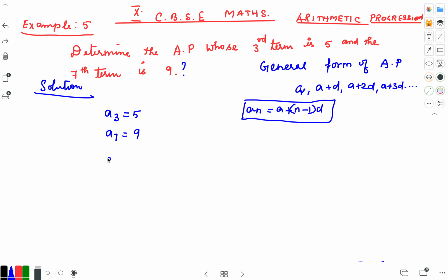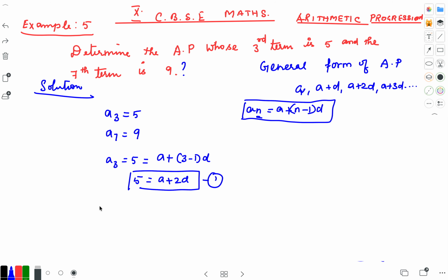Here A3 is equal to 5, it is given. So that is equal to, in the place of n substitute 3. So A plus 3 minus 1 into D. That is 5 is equal to A plus 2D. Let us consider this as equation 1.